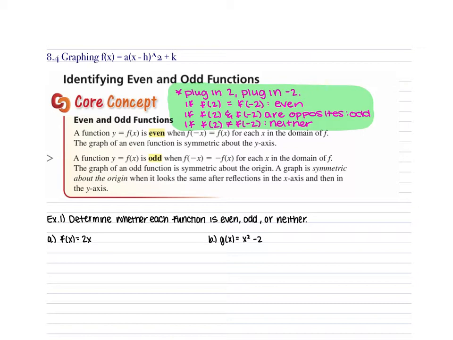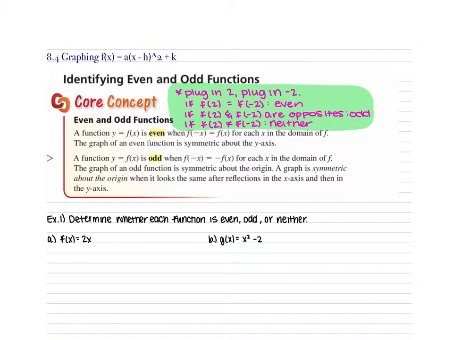If you get your answer for plugging in the positive 2 and it's equal to what you get for your answer when you plug in the negative 2, you have an even function. If you plug in the 2 and you plug in the negative 2 and your answers are opposites, then it's an odd function. If they're neither the same nor opposites, they're totally different numbers, then it's neither.